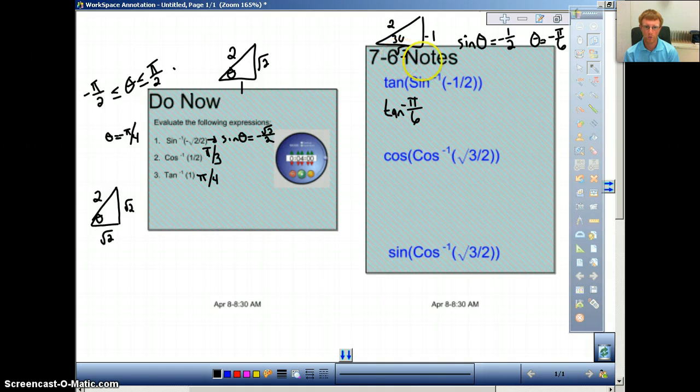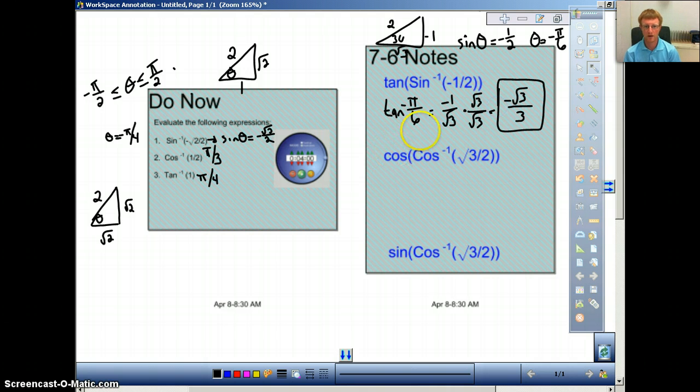Negative 1 over the square root of 3. So we have negative 1 over the square root of 3. And again, we have to rationalize our denominator always. So that's negative square root of 3 over 3.